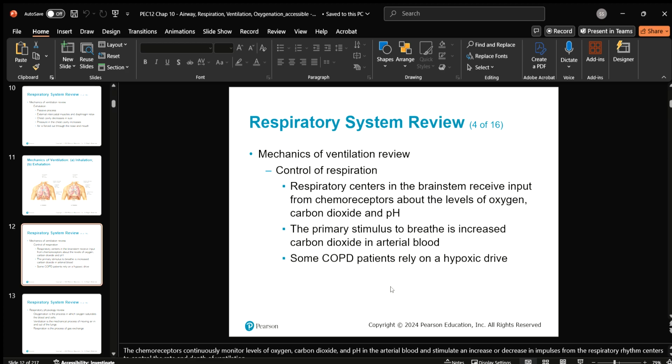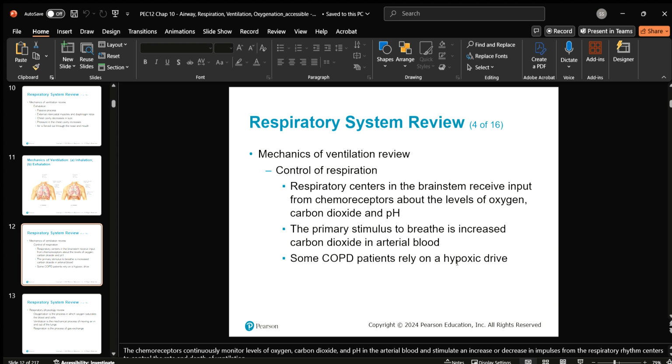But COPD patients rely on what's called a hypoxic drive, whereas everybody else has a hypercapnic drive. That hypoxic drive means when they are low on oxygen, that's when they start to breathe. That's when their brain tells them we need to breathe more or breathe faster. That might sound crazy because you're thinking, well, we all breathe oxygen. Why is it different in COPD patients?